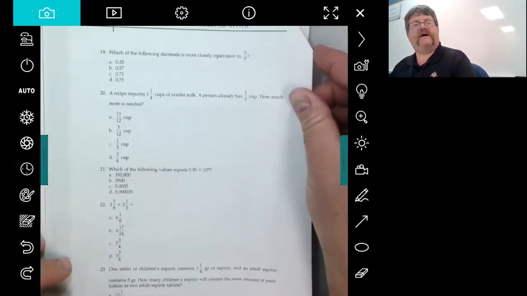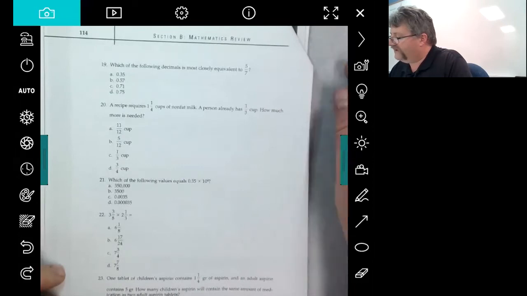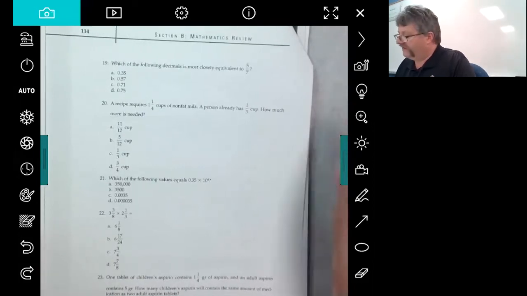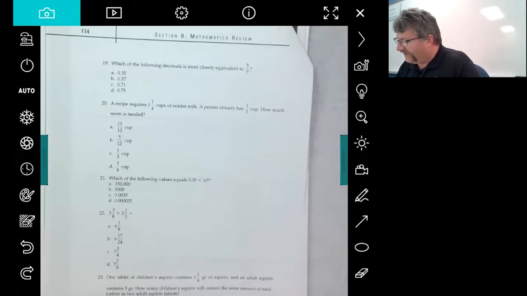19, which of the following decimals is most closely equivalent to 5/7? Okay, so we got a little number game there. 20, a recipe requires 1 1/4 cup of non-fat milk. A person already has 1/3 cup. How much more is needed?